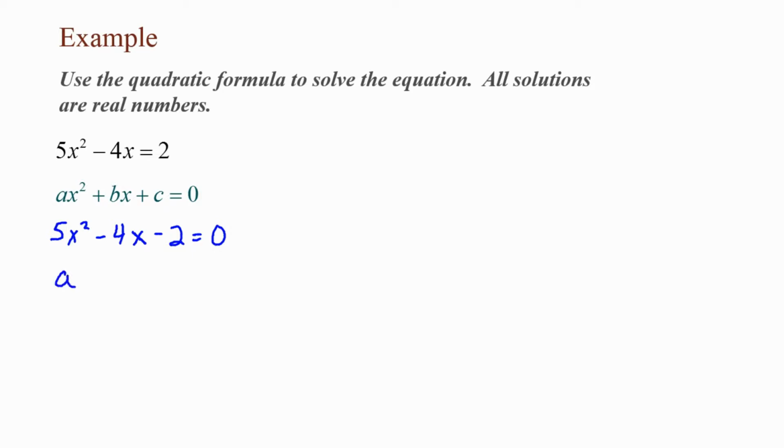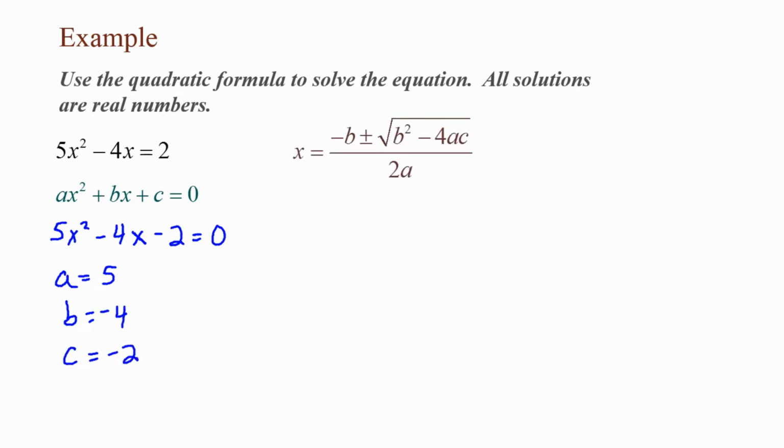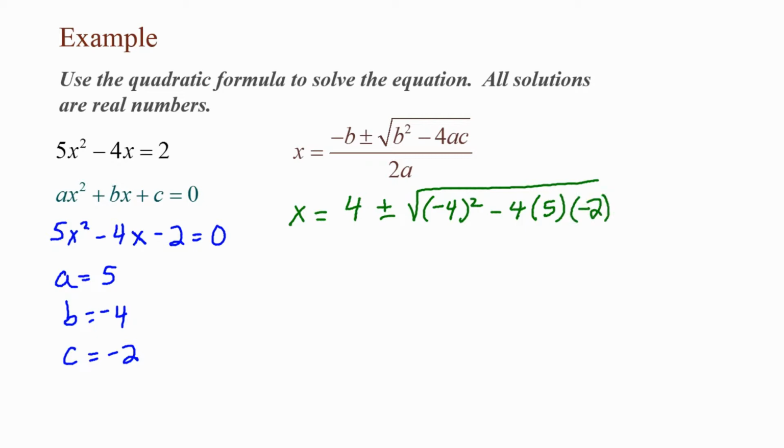So now I can pick out my a, which is 5, my b, which is negative 4, and my c, which is negative 2. Now I'm ready to use my quadratic formula to find x. So I bring down my x equals the opposite of negative 4, so that's a positive 4, plus or minus the square root of negative 4 squared minus 4 times a, which is 5, times c, which is negative 2. All divided by 2 times a, which is 5.